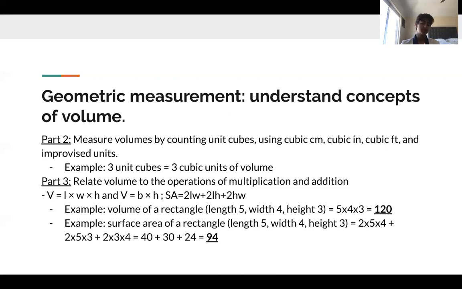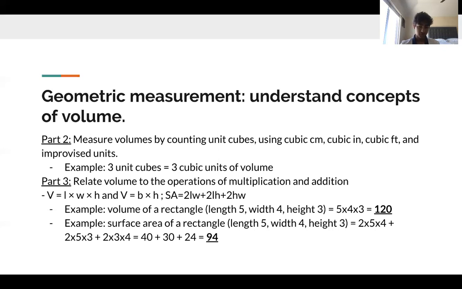Now let's look at some specific examples. Let's say I'm asking you for the volume of a rectangular prism and it had a length of 5, a width of 4, and a height of 3. Okay, all it requires you to do is follow the volume formula and do 5 times 4 times 3 to give you 120 cubic units of something, right? Depending on what the units are.